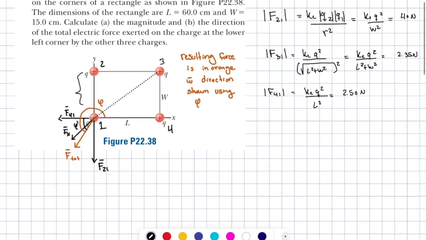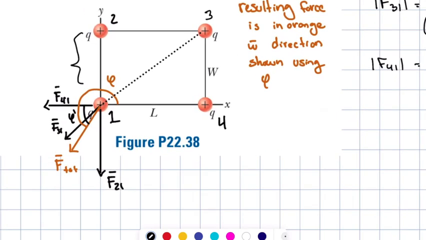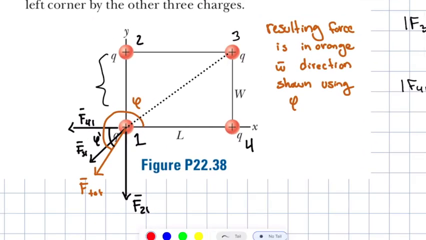But for part B, we want to know the direction. First thing we can look at is, well, we know that they're all positive charges, so we know the force is going to be repulsive. So for instance, F41, the force by 4 on 1 here, is going to repel 1 in this direction, negative x hat, right? It's going this way. Now F2 on 1, the force by 2 on charge 1, is going to repel charge number 1 down here in the negative y hat direction.